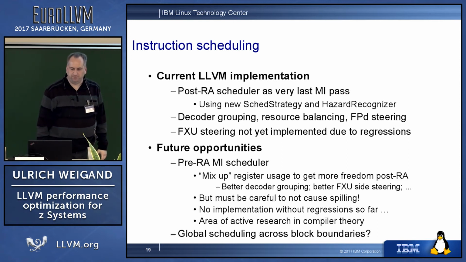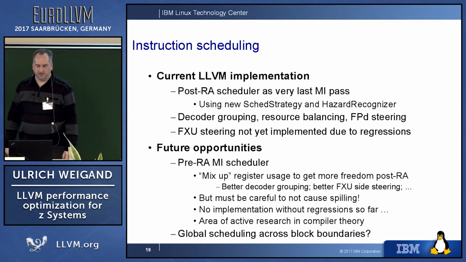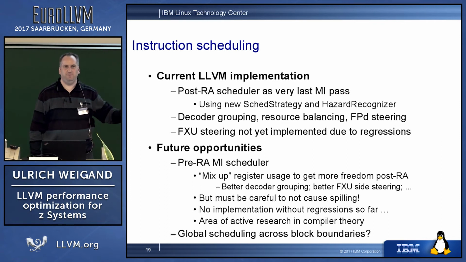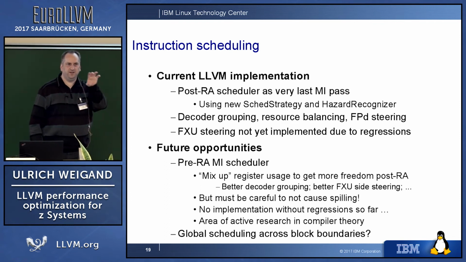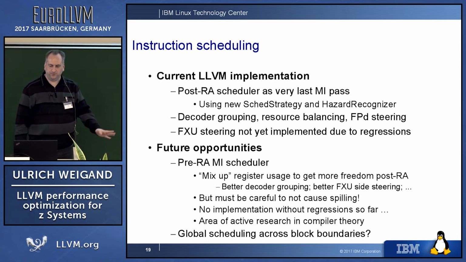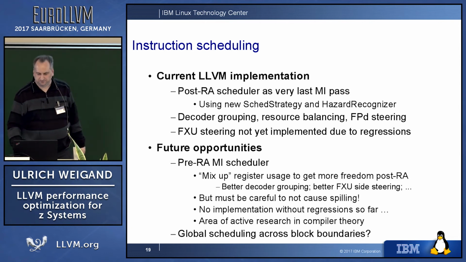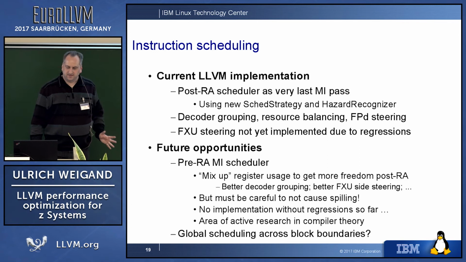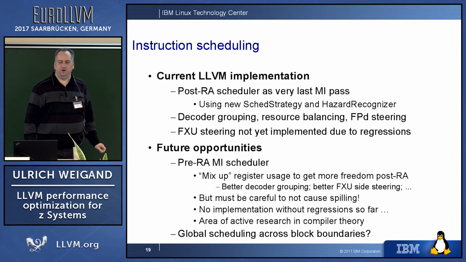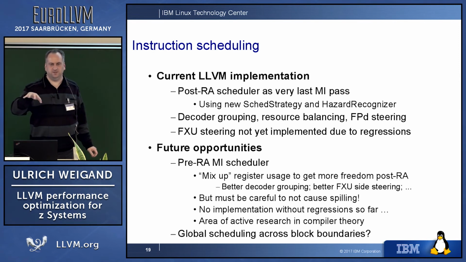So we do have a post-array scheduler, which is pretty much what Jonas here has been working on, which is currently implemented at the very last in my pass, because we really want to nail down those decoder groups, so there should be no code-changing pass after the scheduler at all anymore. This implements the decoder group and resource balancing and FBD steering. And this did help quite a bit, but it's not completely where we want it yet, because it's only a post-array scheduler, which it has to be because it has to really know the very exact instruction sequence.